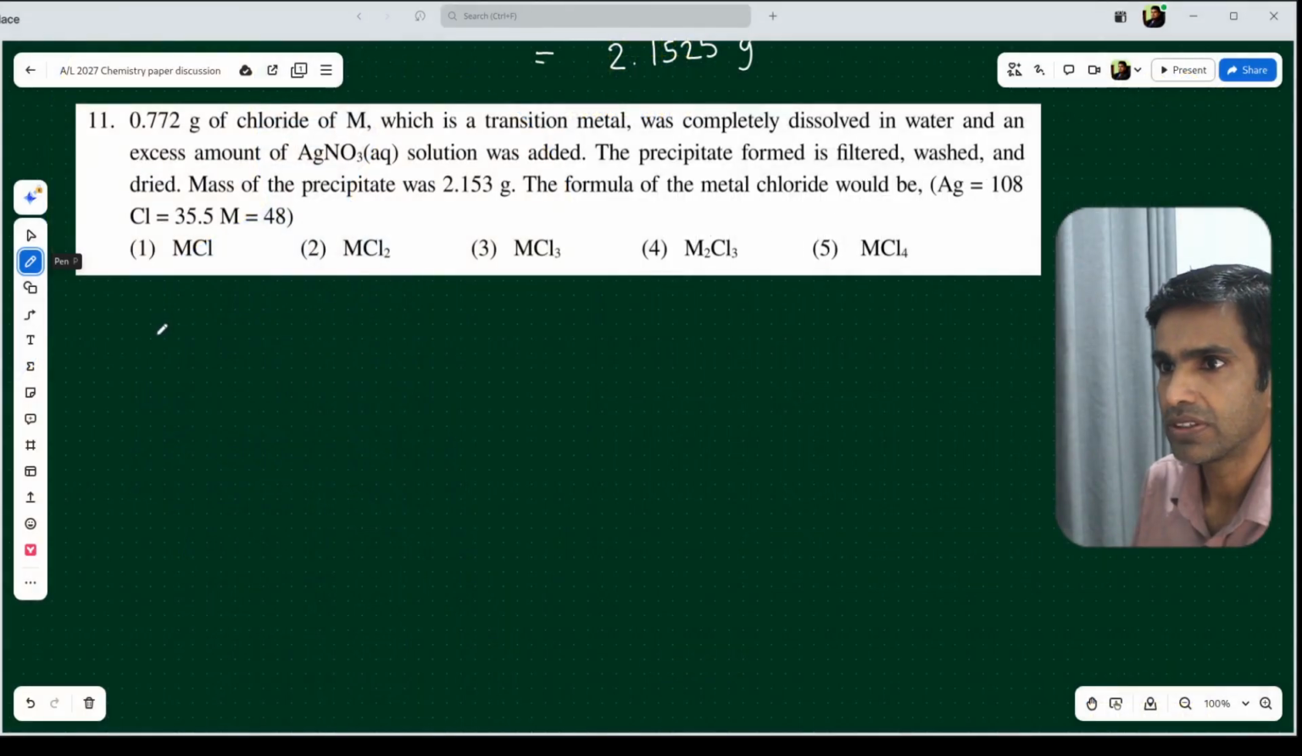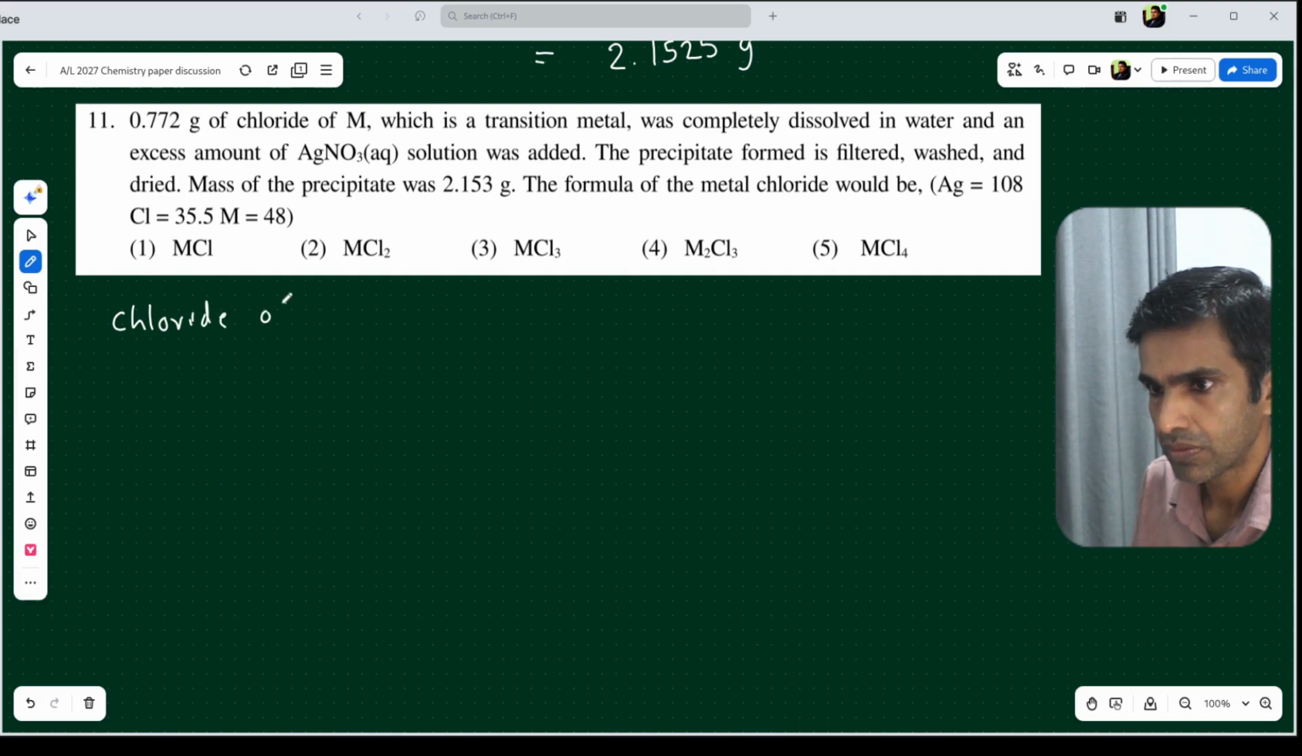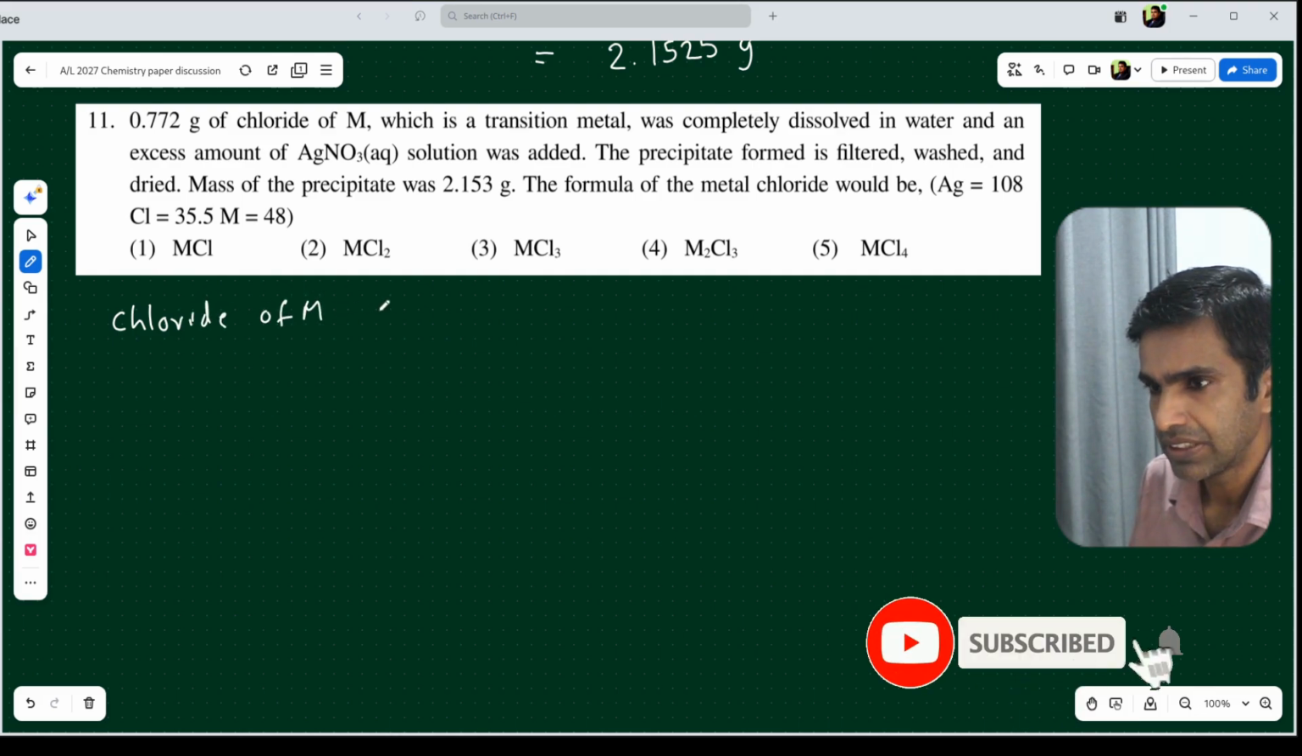11th question, there was a chloride of M. That chloride was completely dissolved in water; the measured mass was 0.772 grams of chloride of M. An excess amount of silver nitrate solution was added. So when the chloride of M is dissolved in water, what happens?